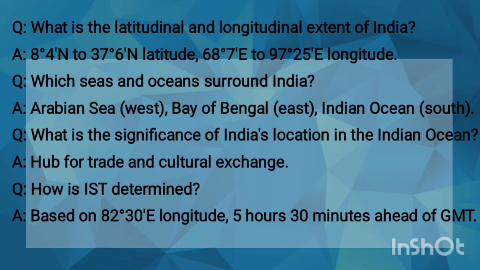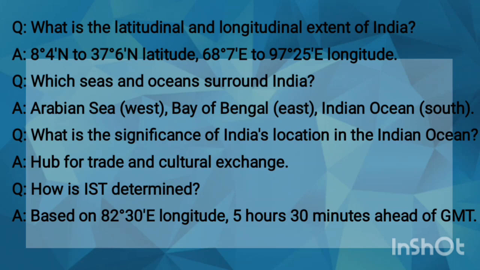Next one, which seas and oceans surround India? India is bordered by the Arabian Sea to the west, the Bay of Bengal to the east, and the Indian Ocean to the south. What is the significance of India's location in the Indian Ocean? India's location at the crossroads of major sea routes in the Indian Ocean makes it a hub for trade and cultural exchange.